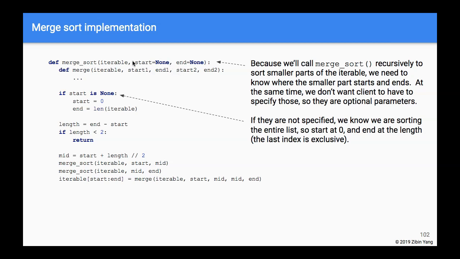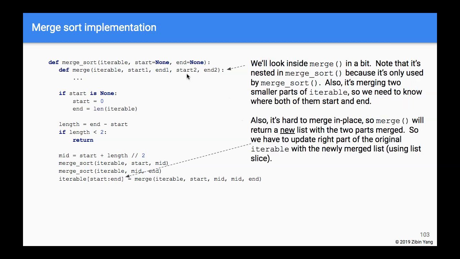Now, at the same time, because merge sort can be called by the client code, we don't want the client code to specify the start and end. When the client code calls, we are sorting the entire list. That's why there are default values for the start and end. And when the start and end are None, then we know we have to sort the entire list. When we sort the entire list, the start would be index 0, and the end would be the length of the list. And remember, end is almost always exclusive, so the actual last index would be end minus 1.